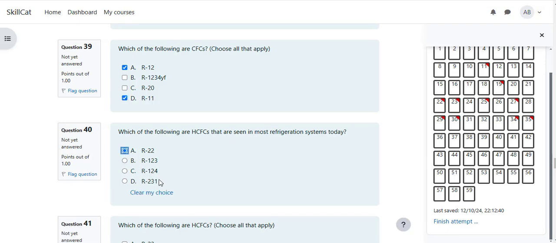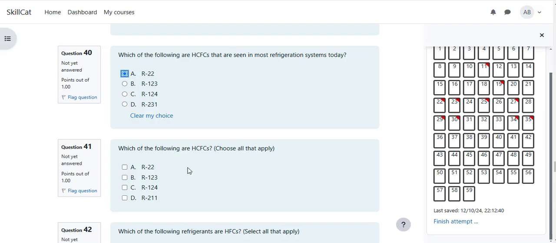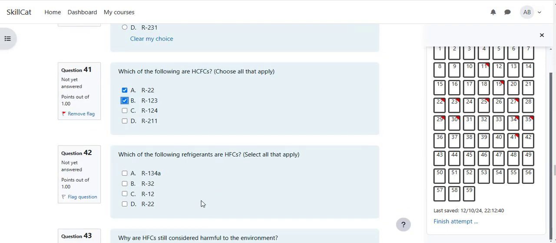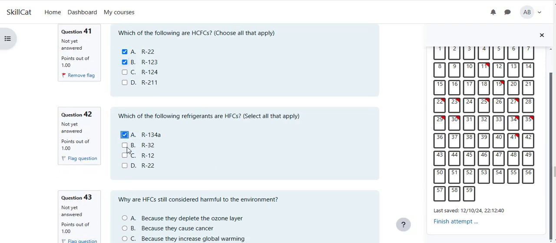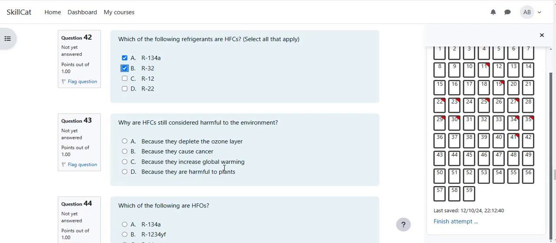R22. Which of the following are HCFC? Choose all that apply. R22. I don't remember this one. And R123, I think. Which of the following refrigerants are HFC? Select all that apply. R143 and R32.